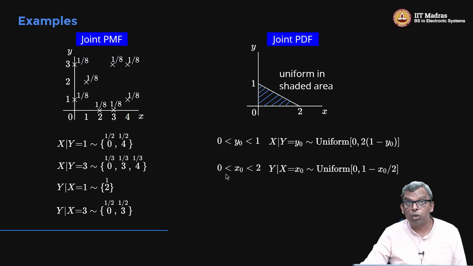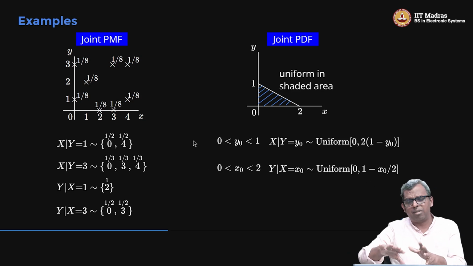So, same thing you can do for x. So, x goes from 0 to 2, so 0 less than x naught less than 2. Y given x equals x naught: for a particular x naught, y goes from 0 to 1 minus x by 2, sorry, 1 minus x naught by 2. So, given x equals x naught, y goes from 0 to 1 minus x naught by 2, and that is all uniform, isn't it? Since it's uniform, it becomes a uniform distribution from 0 to 1 minus x naught by 2.